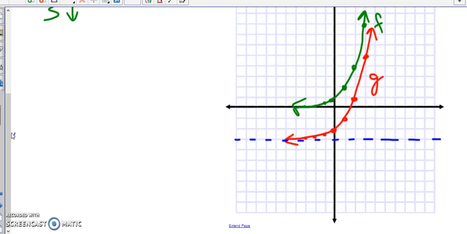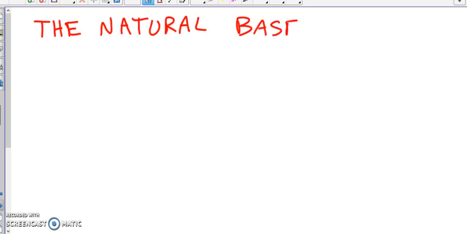Okay. So now that I've preached on that, I'd like to talk about the natural base. Has anybody ever heard of the number e? Has anybody ever used natural log, ln, in Algebra 2 or in other classes? Well, anyway, e is actually considered to be a number. The reason why it's e is because the guy who came up with it, or the guy who decided to give it a name, his name started with E. His name was Euler.